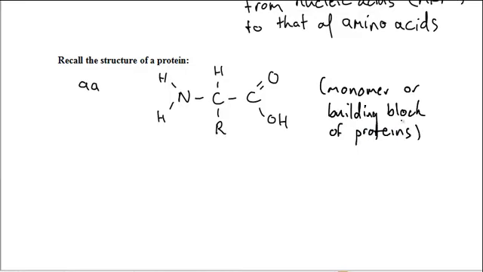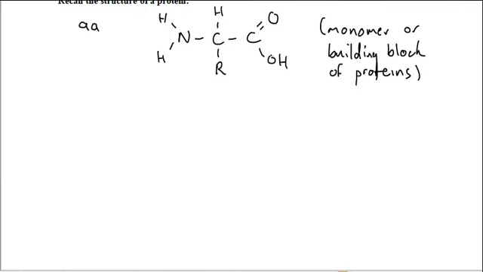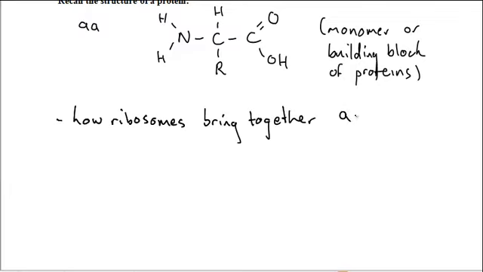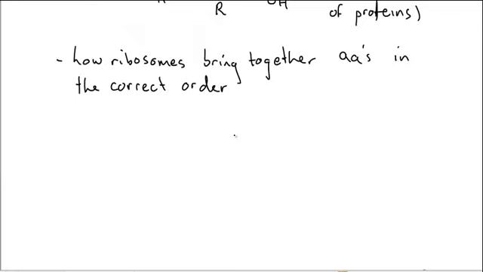And today we're going to talk about how the body knows which amino acid to join to which amino acid. So we're going to talk about how ribosomes bring together amino acids in the correct order to build the protein. In other words, how does it translate from blueprint to house?